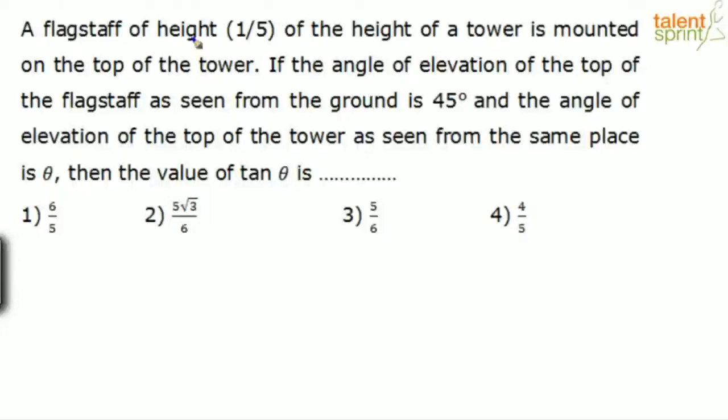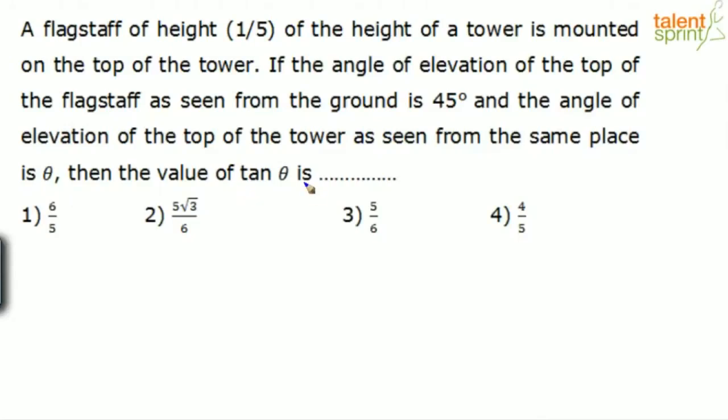A flagstaff of height 1/5 of the height of a tower is mounted on top of the tower. If the angle of elevation of the top of the flagstaff as seen from the ground is 45 degrees and the angle of elevation of the top of the tower as seen from the same place is theta, then the value of tan theta is?